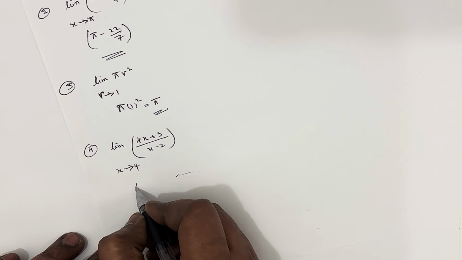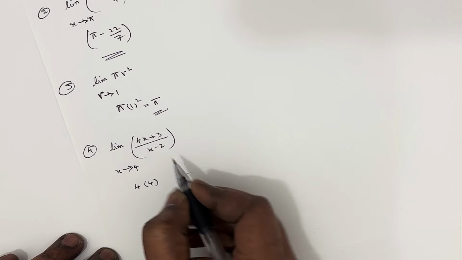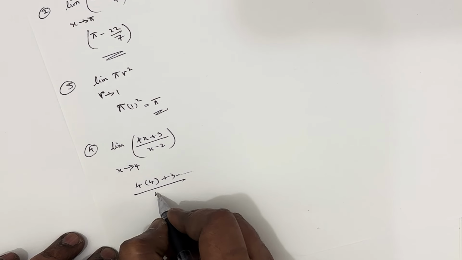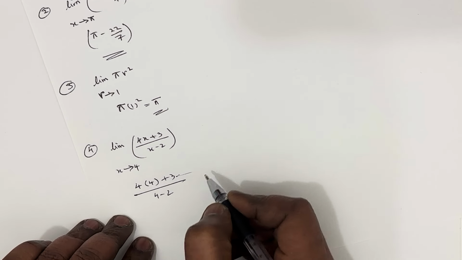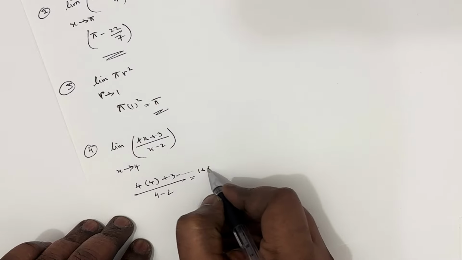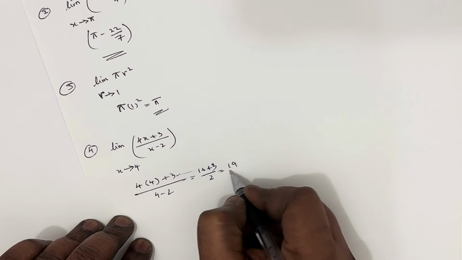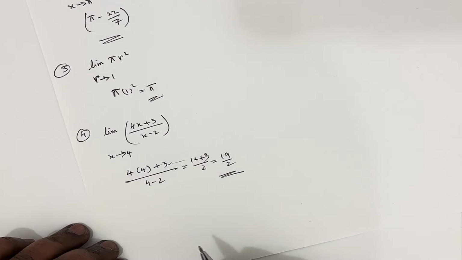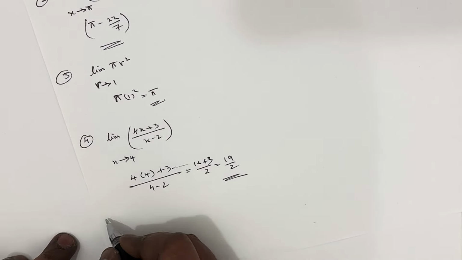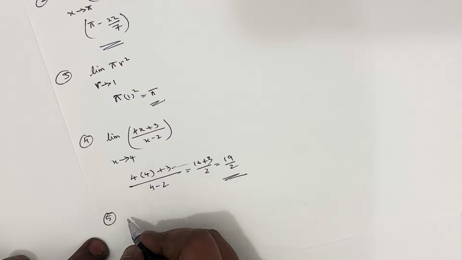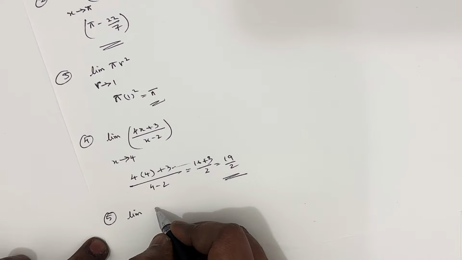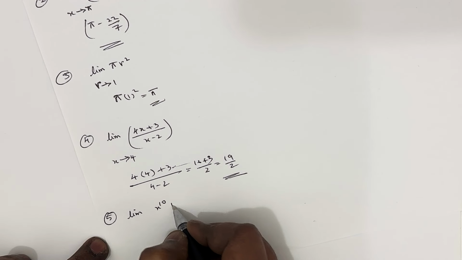So 4 multiplied by 4 plus 3 whole divided by 4 minus 2, which is equal to 16 plus 3 whole divided by 2, which is 19 by 2. Okay, that's it.